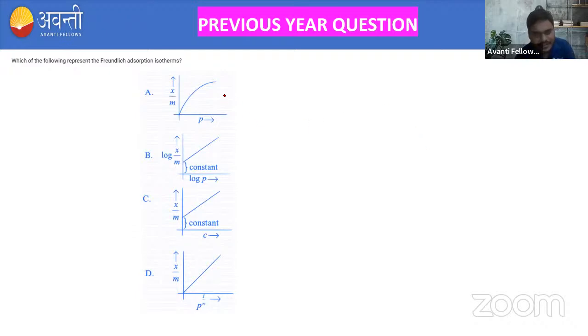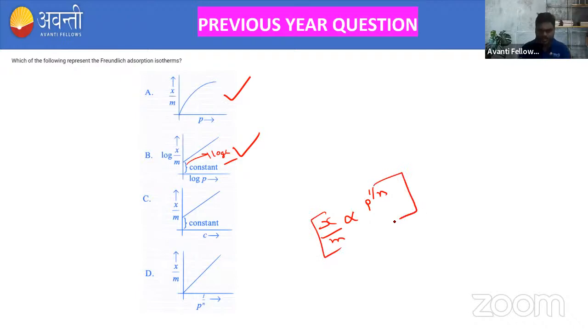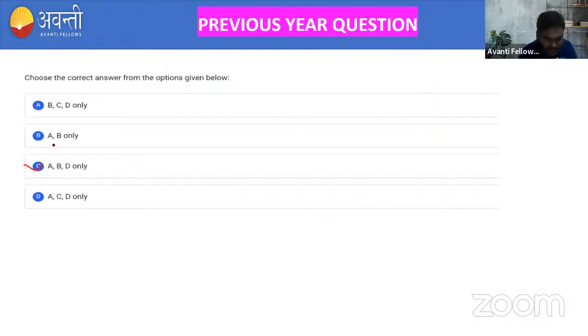Beta, this graph we already plotted yesterday. That is x by m versus p. We'll get this graph like this. Also, in terms of log x by m and log p, we get the graph like this. Here we have log k as a constant, or we say intercept. Here also x by m versus 1 by p. So we know that x by m is directly proportional to p raised to the power 1 by n. So only C is not possible. So out of this, which is possible, beta? That is A, B, and D. So which option is correct? That is option number C, A, B, and D. This option is absolutely correct.